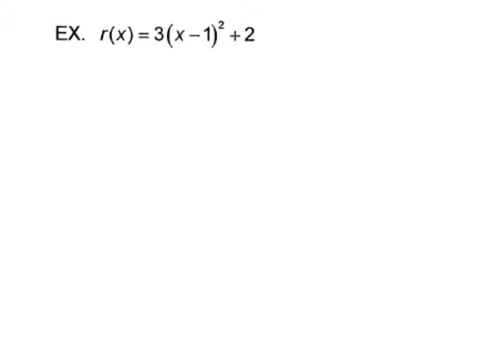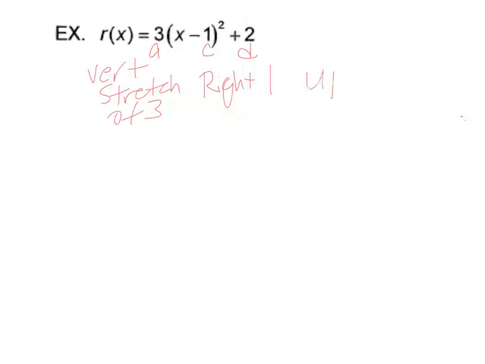R of x equals 3 times x minus 1 all squared plus 2. So 3 would be a. The 1 would be c, and 2 would be d. 3 is greater than 1, so that is a vertical stretch of 3. The minus 1 on the inside means we're moving to the right 1. And the 2 on the outside, plus 2, means we're moving up 2. When you've got several things involved here, always save the stretching or shrinking for last.